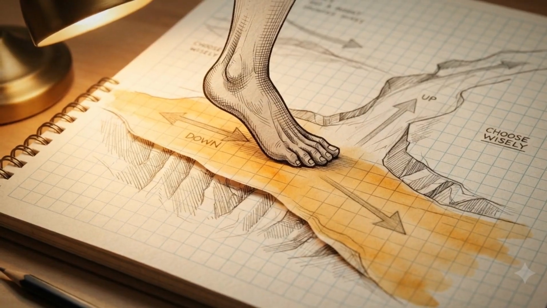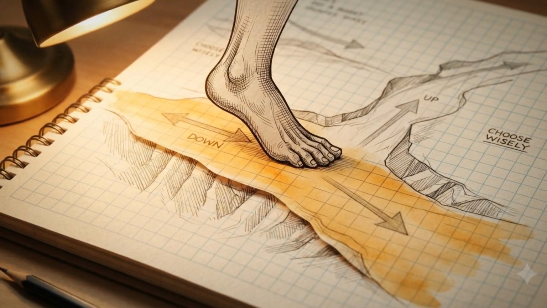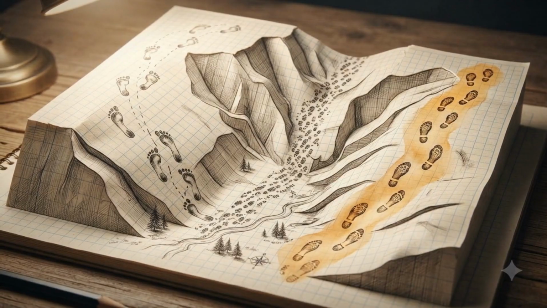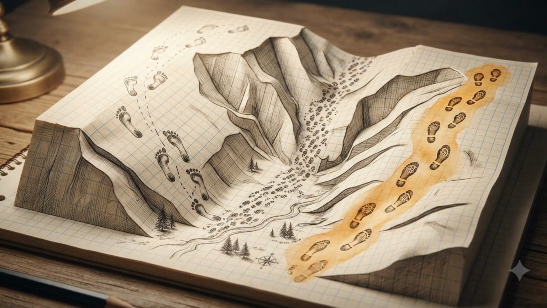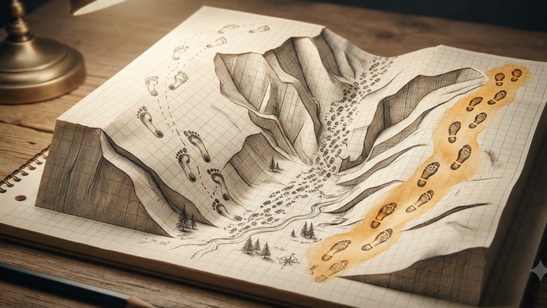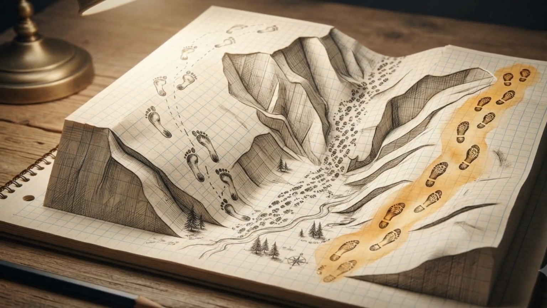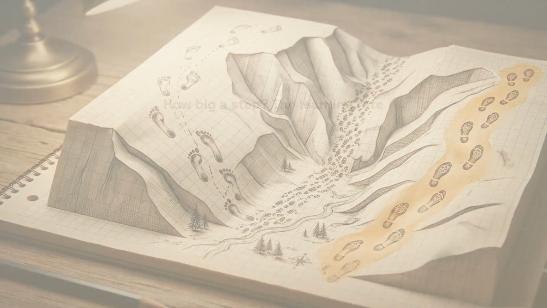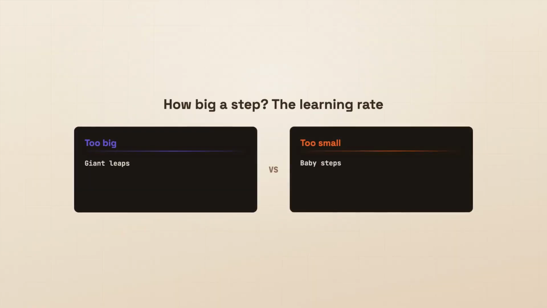But how far do you step each time? That's the learning rate. Take giant leaps and you fly right over the valley and miss it, bouncing side to side forever. Take tiny baby steps and you'll get there, but you'll crawl. So we pick a step size that's just right, big enough to move, small enough to land. And one full walk through all your examples has a name too, an epoch. One epoch, one pass over everything.